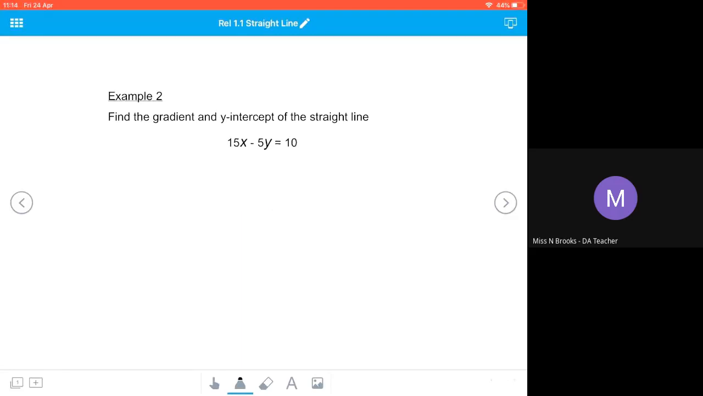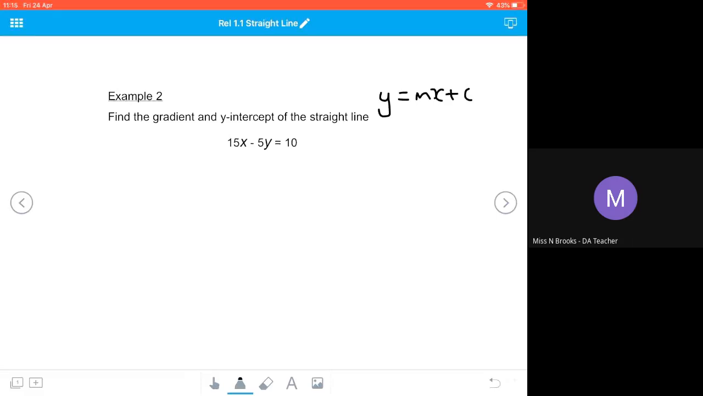So example 2 is actually asking us to find the gradient and the y-intercept of the straight line. So it's not actually telling us that we need to rearrange it to y, but we know that if we want to get the gradient and the y-intercept, that our line has got to be in the format y equals mx plus c. And I'm going to write that y equals mx plus c up here to remind me that that is the format that I need to get this 15x minus 5y equals 10.